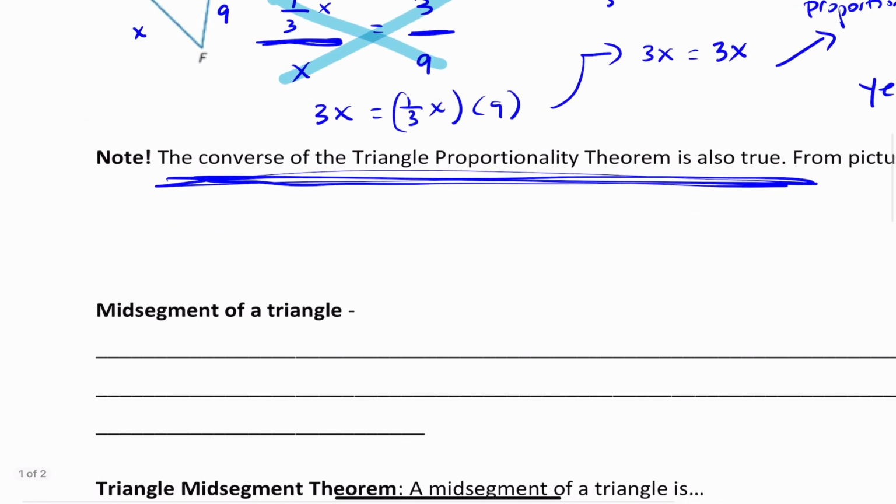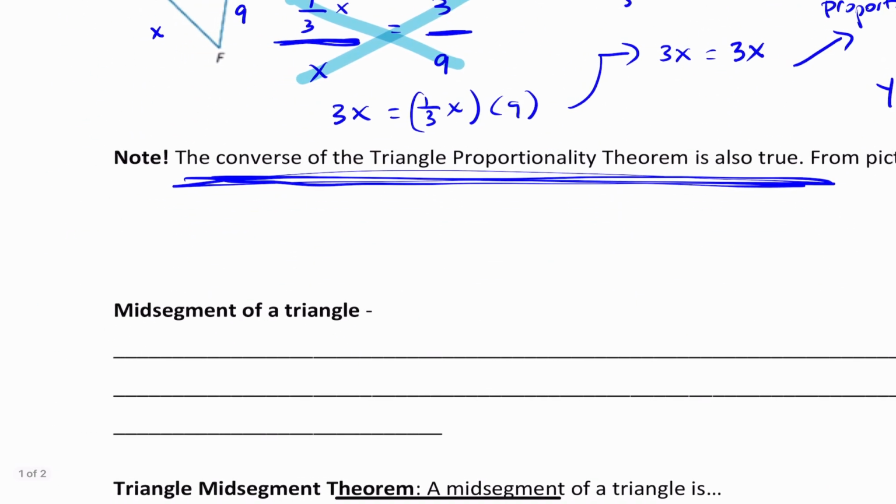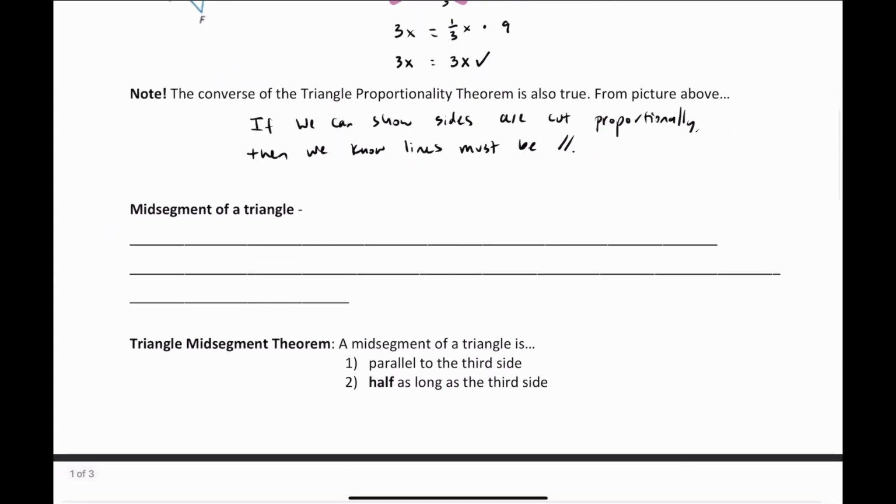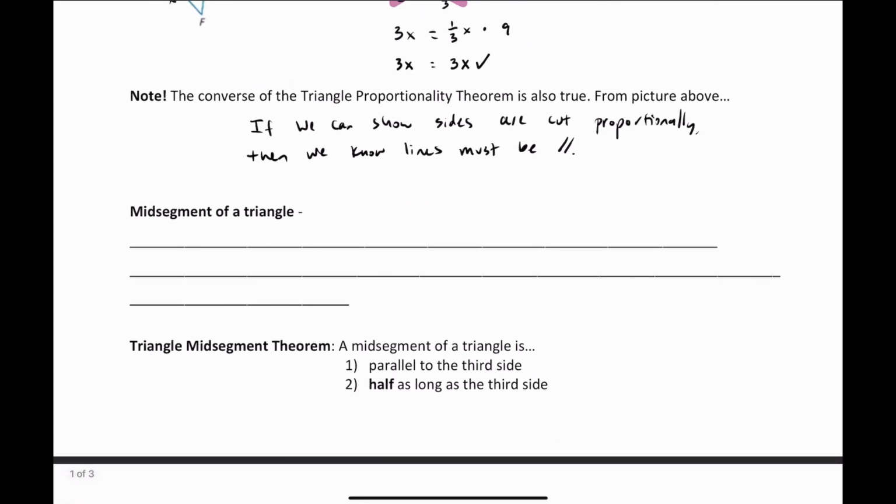For the converse of the triangle proportionality theorem, you will say that you are proving whether or not the segments are parallel. The parallel lines or the parallel segments are not there to begin with, okay? All right, let's go ahead and move onto the mid-segment of the triangle.